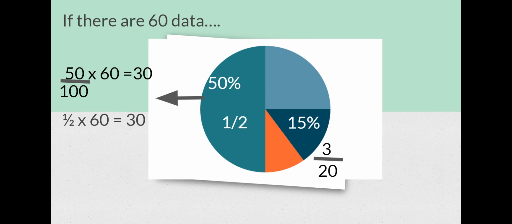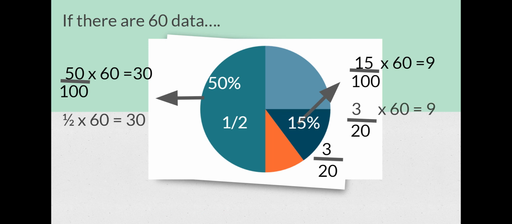Let's try again. If this 15% is to be turned into a number of data, 15% is 15 over 100 times 60, which equals 9. In fraction, 3 over 20 times 60 equals 9.